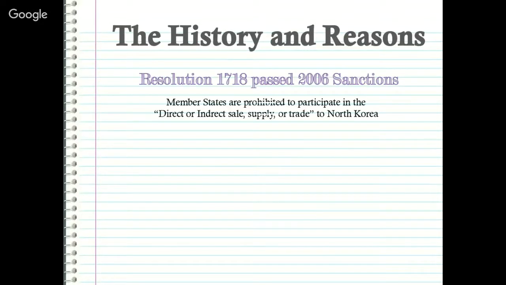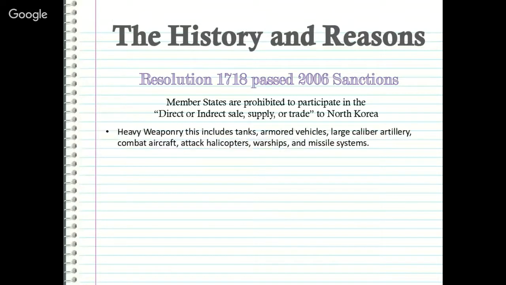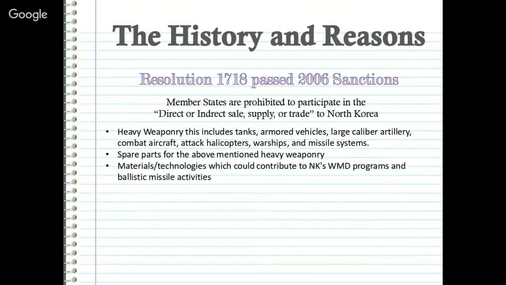All right, here we go. The member states are prohibited from participating in the direct or indirect sale, supply, or trade to North Korea. So here we have heavy weaponry out. Spare parts are out. Materials and technologies which can contribute to what they're doing are out of the picture. And luxury goods are out of the picture.